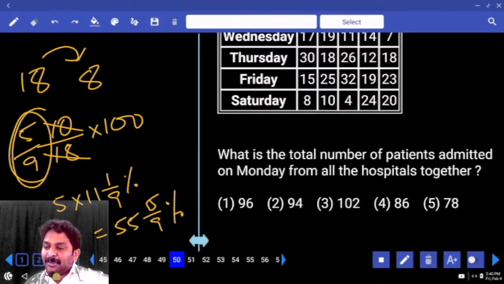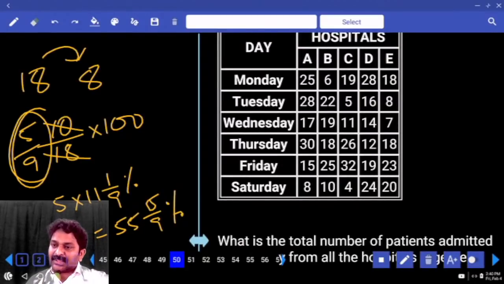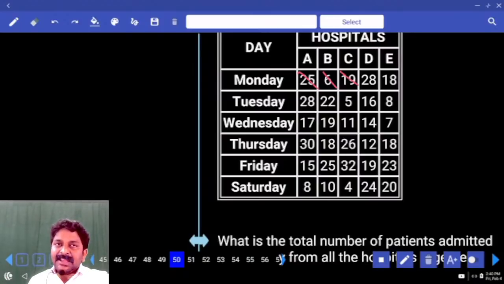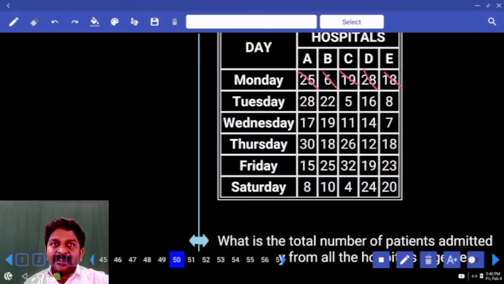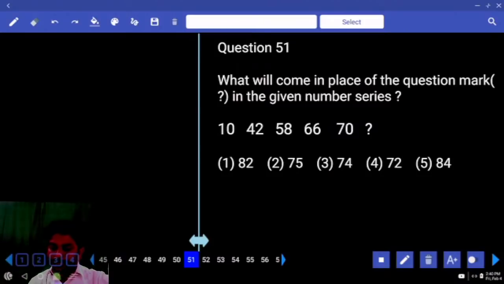What is the total number of patients admitted on Monday from all the hospitals together? Monday, all the hospitals together. Correct. 25 plus 6, 31 plus 19. Round figure, right? Keep it aside. 28 plus 18, 46, plus already we have 50. 46, 50, 96. First option.